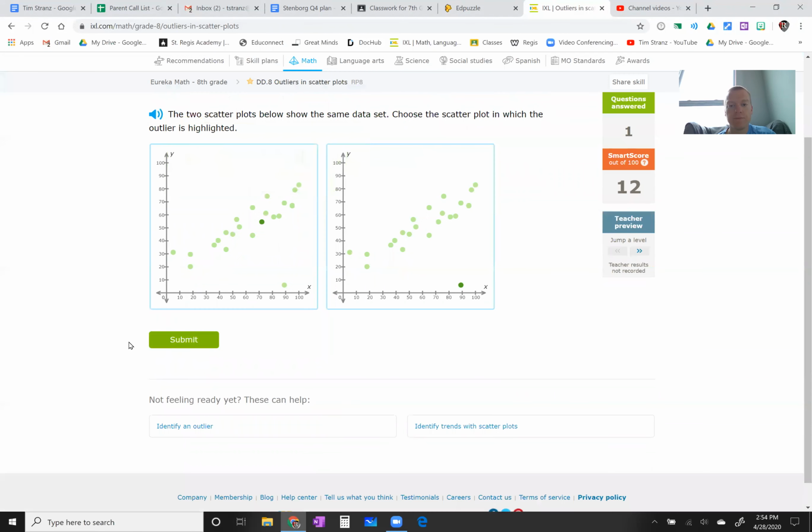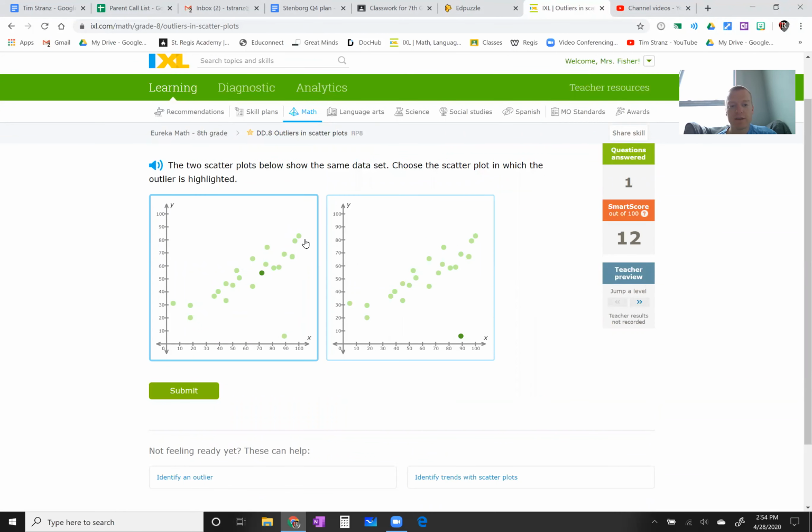Let's look at another one. Okay, this one's pretty easy. In this first one, you see all the data flowing in the same direction, except this little guy out here, but he's not highlighted. In the second one, he is highlighted. That is going to be the point that is not consistent. Just think of it as like a school of fish swimming together.